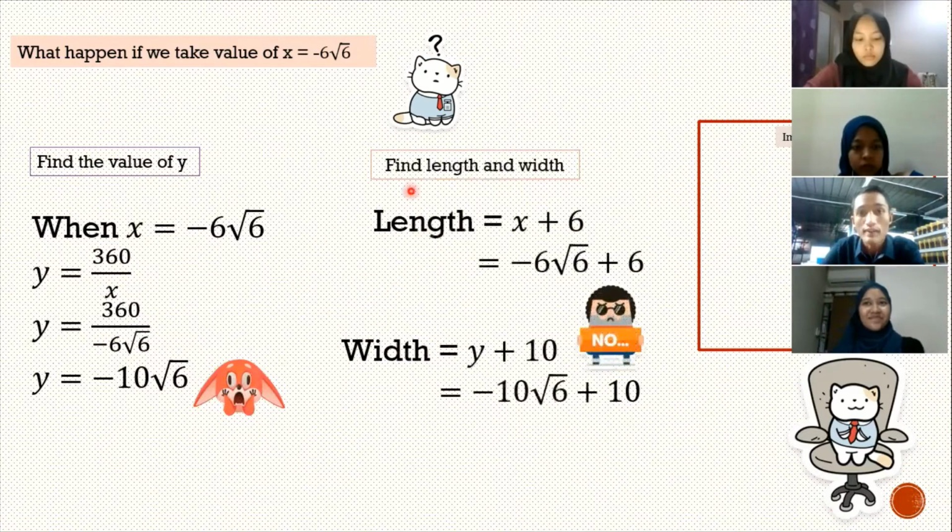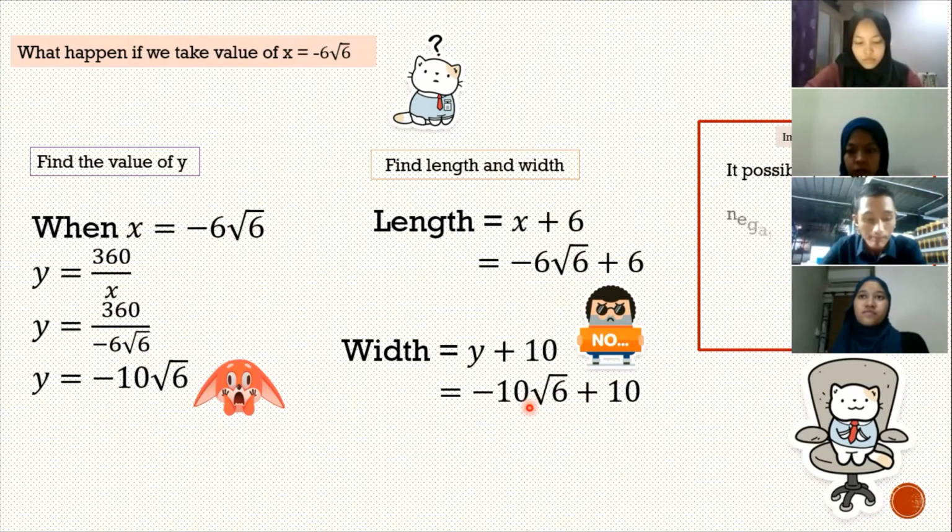Next, we want to find the length and width. So length is x plus 6. Just now we got the value of x as negative 6 square root of 6. We substitute into here, x plus 6, then the answer will be negative 6 square root of 6 plus 6. And for width, y plus 10. The value of y is negative 10 square root of 6, and we substitute negative 10 square root of 6 plus 10. And now we can see that we got negative values for the length and width.